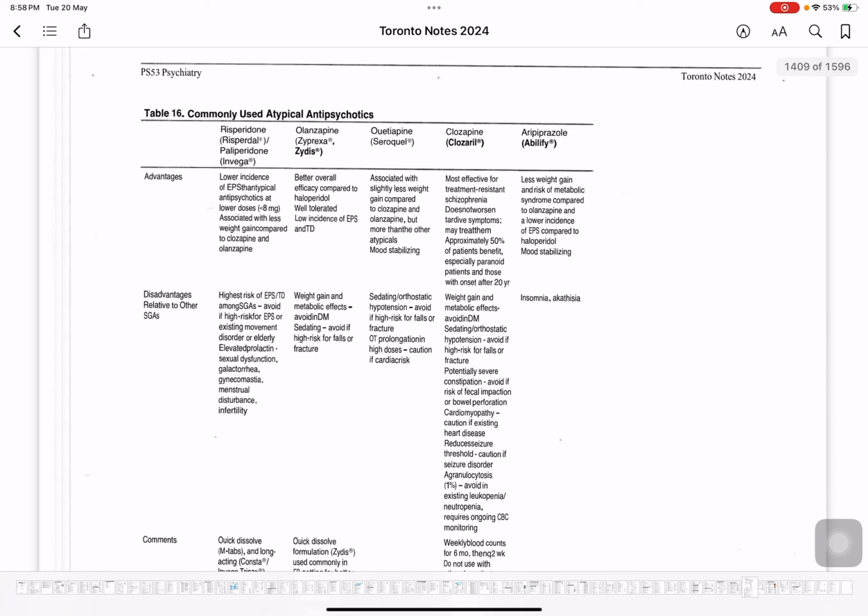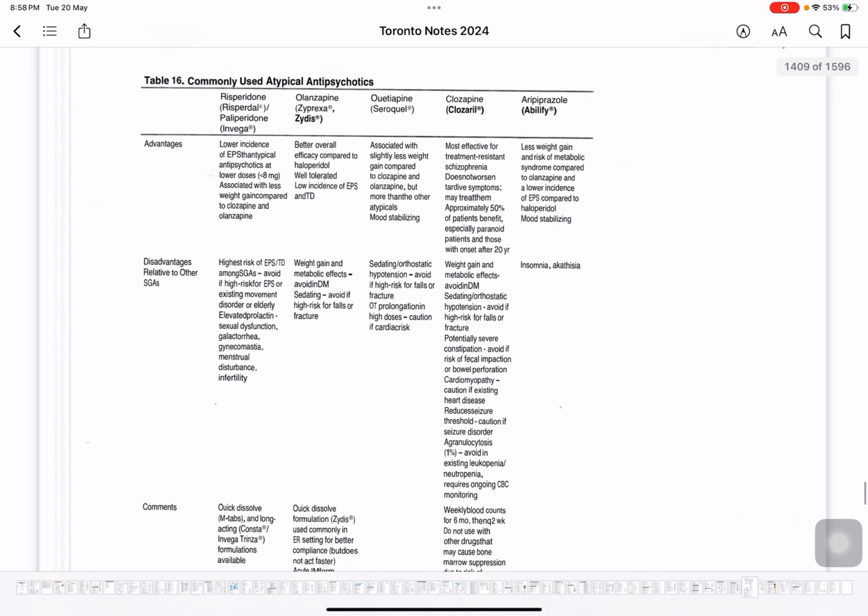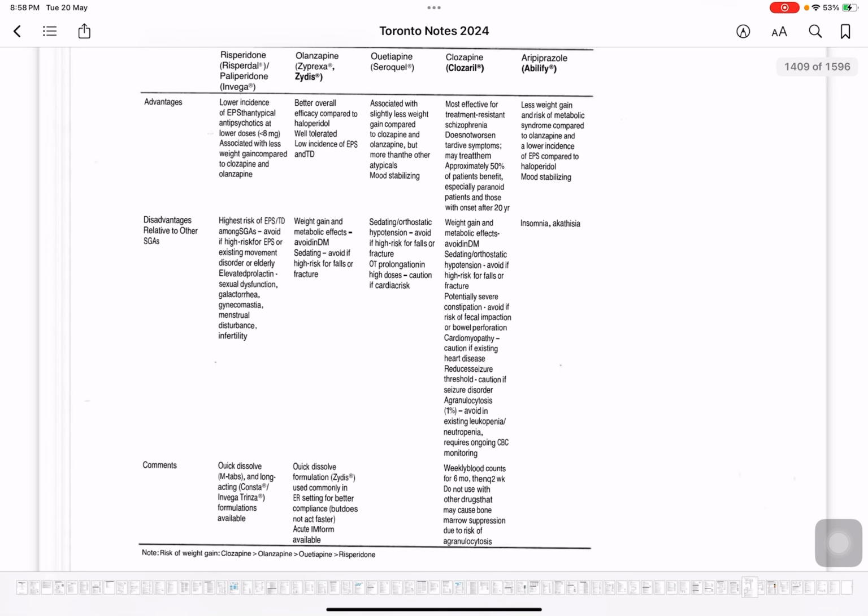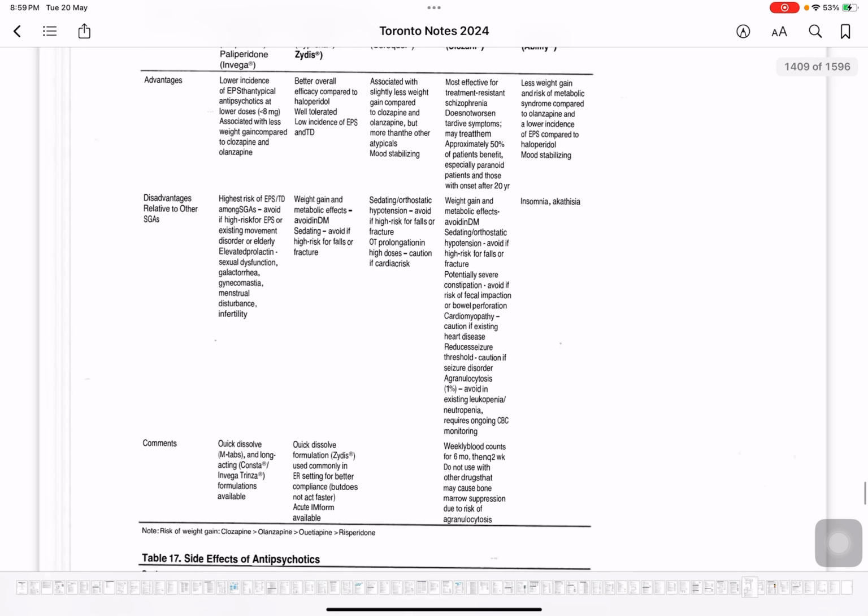So you have to avoid risperidone in patients with SGA, small for gestational age. Avoid it in high risk of movement disorder, elevated prolactin levels, sexual dysfunction, galactorrhea, gynecomastia, menstrual disturbance, infertility. So in these patients, you have to avoid risperidone. Sorry. And then comments: quick dissolve M-tabs, and long acting Consta. Okay, not important for you.